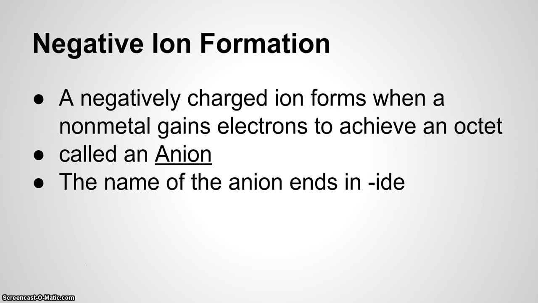Okay, negative ions. A negatively charged ion forms when a non-metal gains electrons to achieve an octet. We call it an anion. Now the name of this ion changes. It ends with "ide." The metal ion stays the same, so sodium becomes a sodium ion, but the anion changes its name to have "ide."